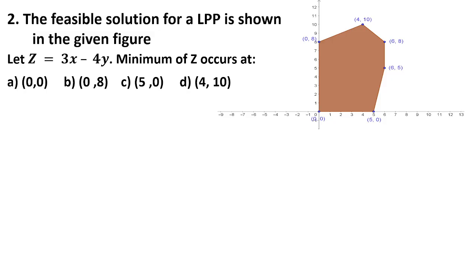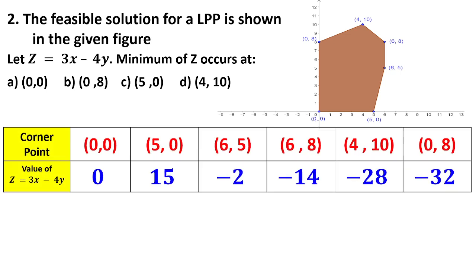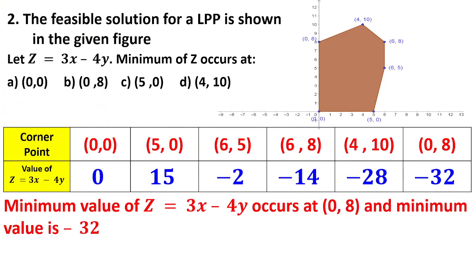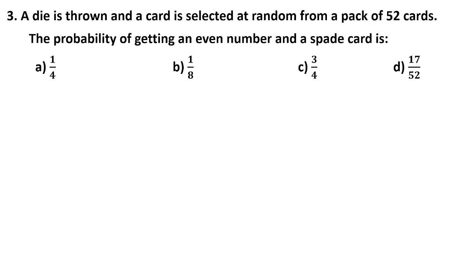The feasible solution we have to find out, and we have to find where the minimum of z occurs, at what points. Very simple. You have to form the table. The table is formed and I am checking that the minimum value occurs at 0, minus 8, and the minimum value is minus 32. Therefore, the option is B. Simple question.